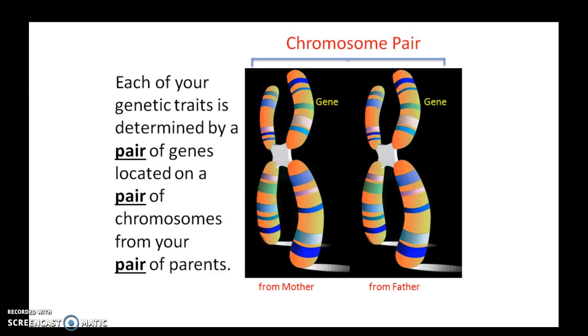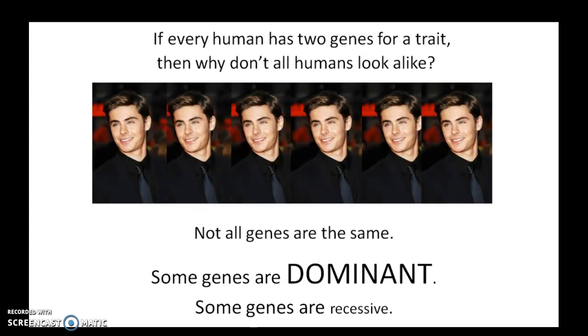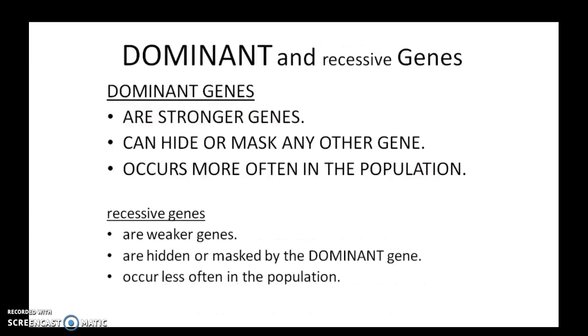So once again, you have a pair of genes located on a pair of chromosomes that you got from your pair of parents. So if every human has just 2 genes for a trait, then why don't all humans look alike? Why doesn't every guy look like Zac Efron? Well, not all genes are the same. Some genes are dominant, like we said before, and some genes are recessive. So what's the deal with dominance and recessives?